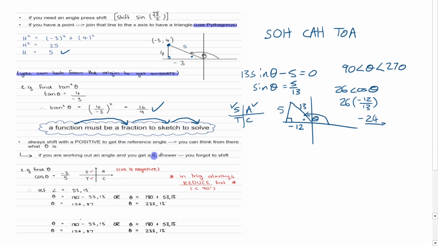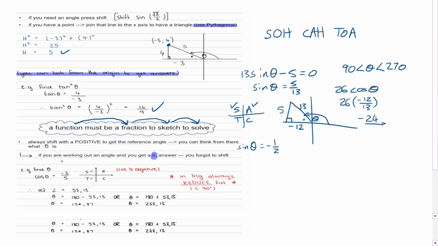Some other introductory comments. If you ever need an angle, then you can press shift. I always shift as a positive to get a reference angle. Or if you do shift with a negative, so if you said I need -1/2, then you can shift with a negative, and you just need to remember that you would plus 180 to get a reference angle.